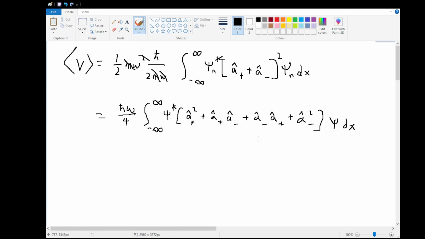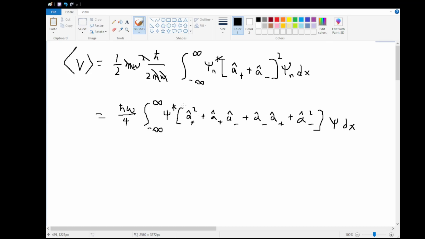So this is actually 4 integrals. We can write out 4 separate integrals. The first one would be psi star times a hat plus squared times psi. The second one is psi star a hat plus a hat minus times psi, etc., etc. Right away, in 2.4, we showed that orthonormality still applies to the harmonic oscillator.